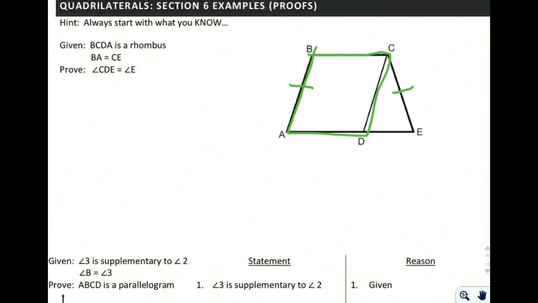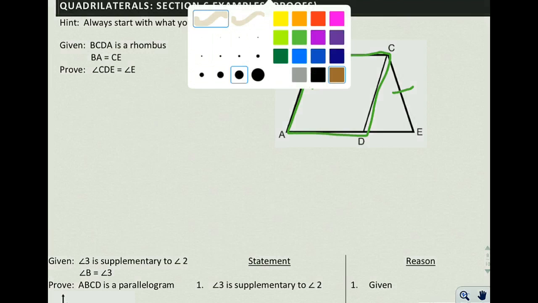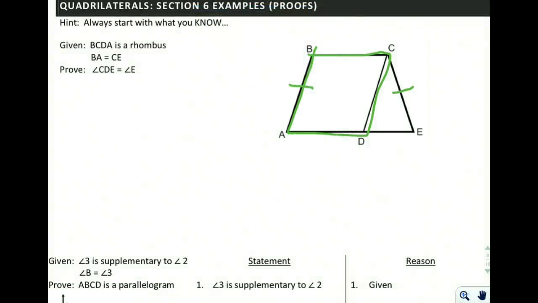And our goal, the thing that we want to prove, is that angle CDE is equal to angle E. So this angle here is equal to CDE, this angle right here. So our goal is to prove that those two blue dots are the same. We are given a rhombus.